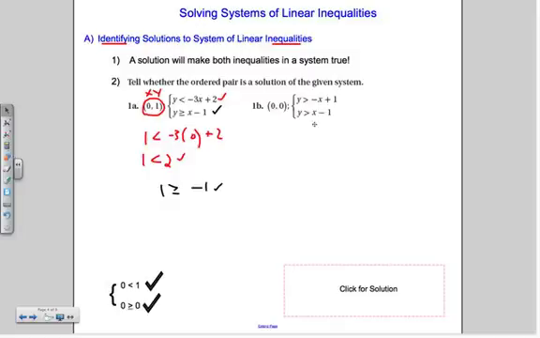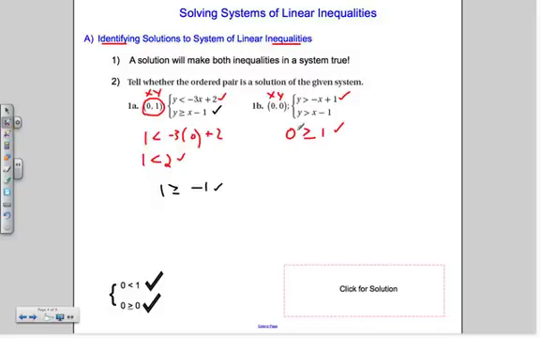Sweet. All right. So let's check out this one. We want to see if 0, 0 is a solution to this system, meaning it would have to be a solution to both inequalities. So here's my x, here's my y. Plug your y into the top inequality and plug in your x. So x times negative 0 is 0, and 0 plus 1 is 1. Is this true? Yeah. So this is a solution to this inequality.